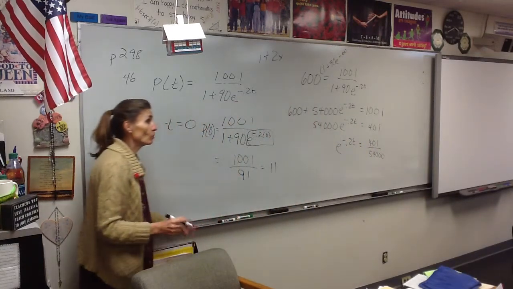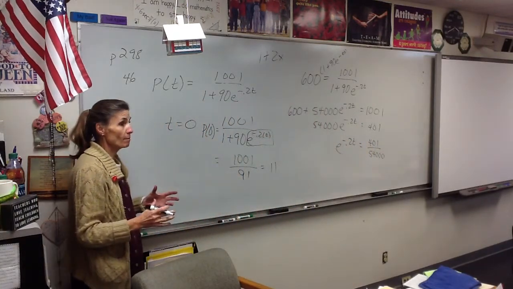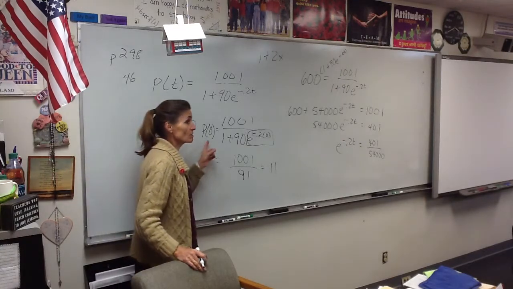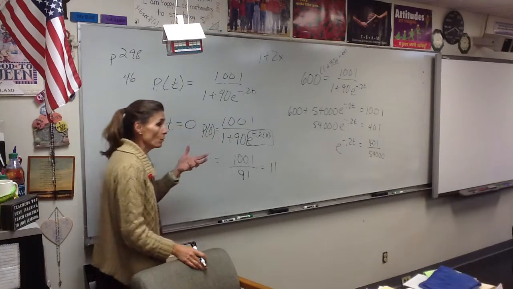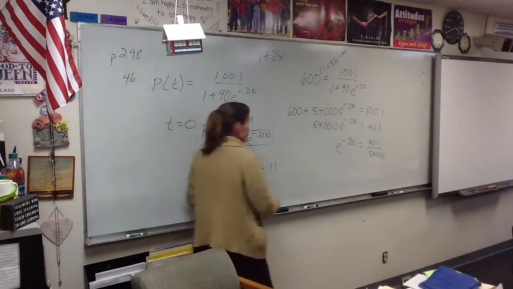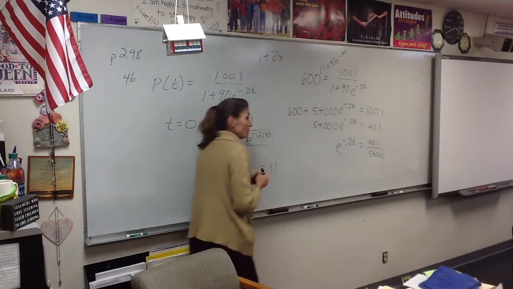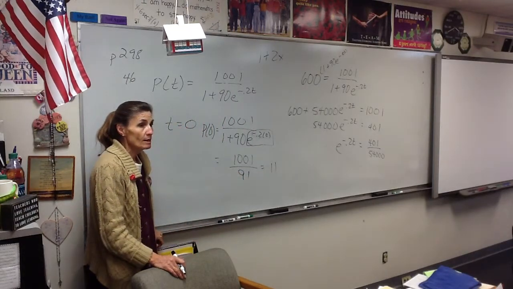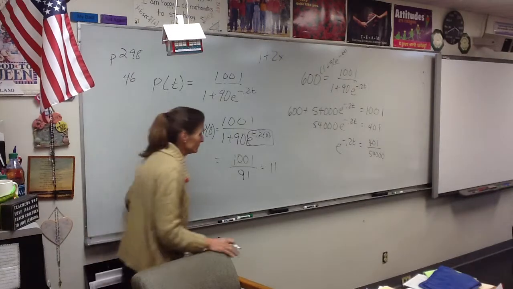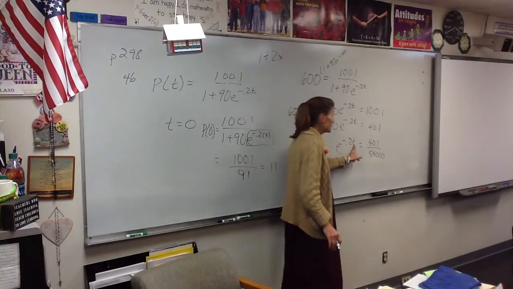Do not let the weird numbers mess you up. We did this a couple of times yesterday, this exact same process, and you floated right through it. They were all whole numbers. Don't let the fact that you've got e's and decimals mess you up. It's exactly the same. You have to divide first. Now, your variable is an exponent.